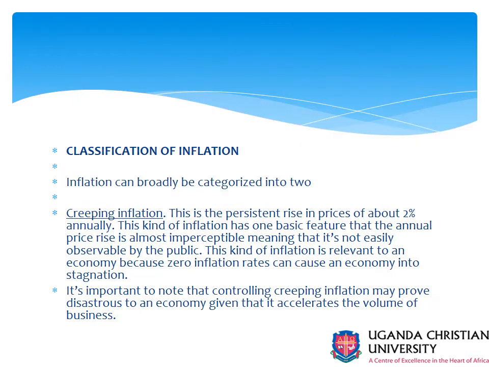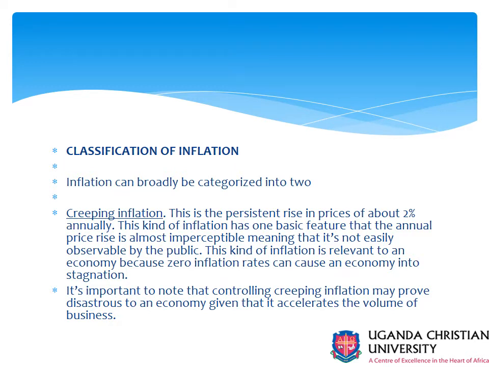So in this lecture, let's look at classification of inflation. Inflation can be categorized into two. We have what we call creeping inflation. This is the persistent rise in prices of about 2% annually. This kind of inflation has one basic feature, that the annual price rise is almost imperceptible, meaning it's not easily observed by the public.